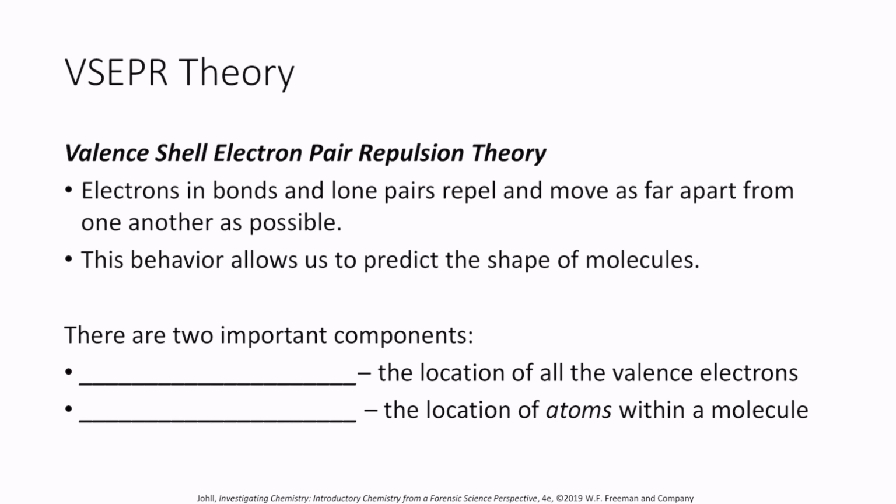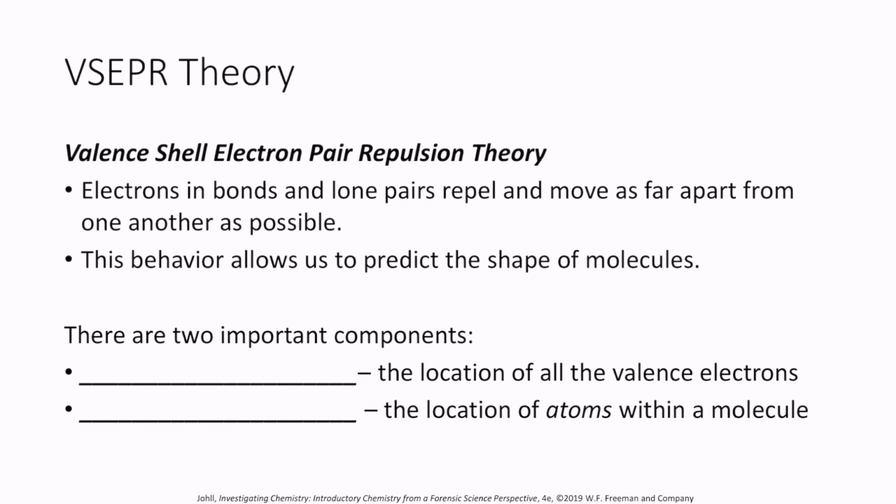Now, VSEPR theory is valence shell electron pair repulsion theory. And we get VSEPR by just taking the first letter from valence shell electron pair repulsion theory. Now, this is a lot of words, and that is kind of a mouthful. So, valence shell, that just means the electrons in that outer energy level. Those are the electrons that are responsible for bonding. Pair repulsion, all that means is electrons are negative.